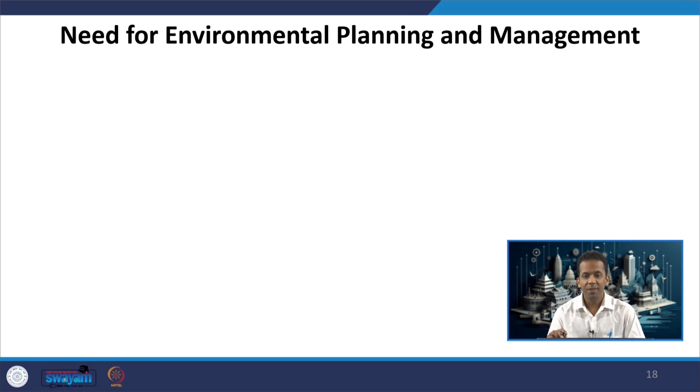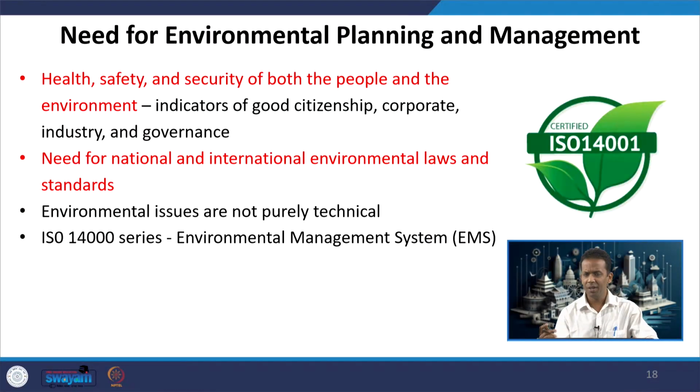The next point is the need for environmental planning and management. So, with the concepts of domino effect and causal loop diagram covered, I think now it is time to move towards the need for this course before going to actually study the concepts of planning and management. So, why do we need to study environmental planning and management? There are multiple reasons, right. One of them, as you can see in this picture, what is this? ISO 14001. So, it says certified ISO 14001.